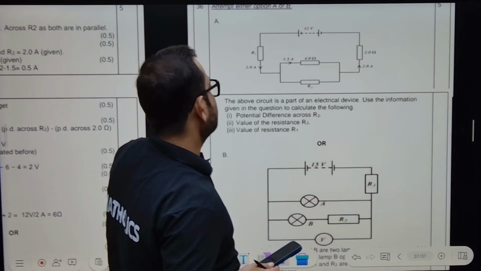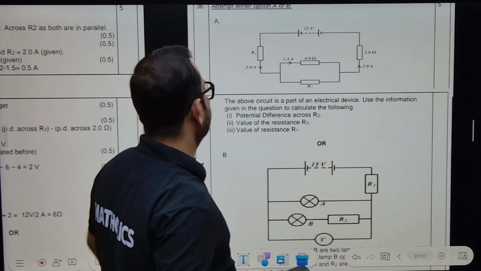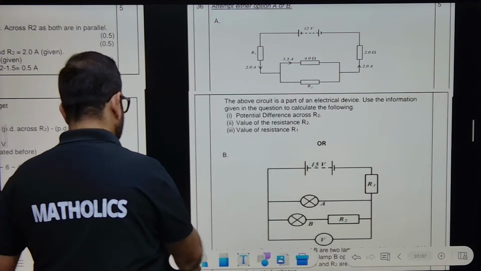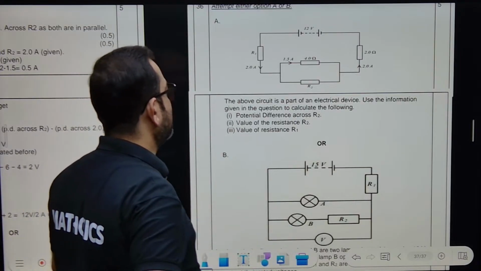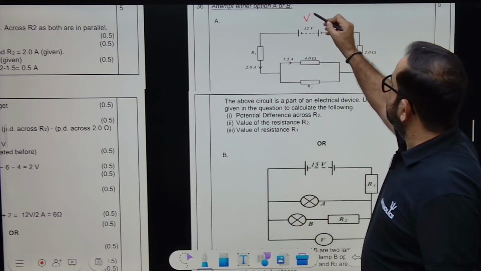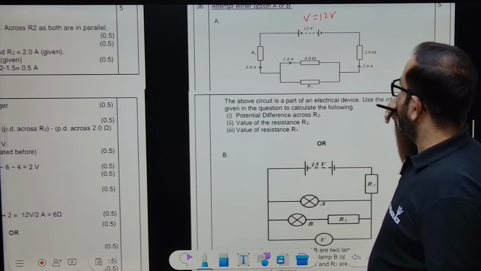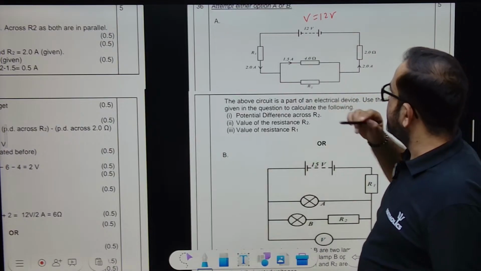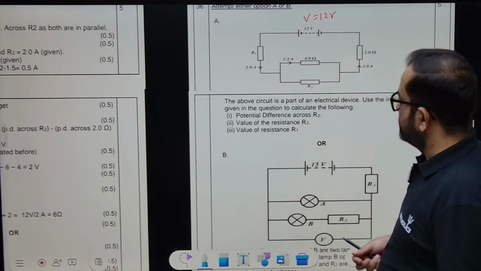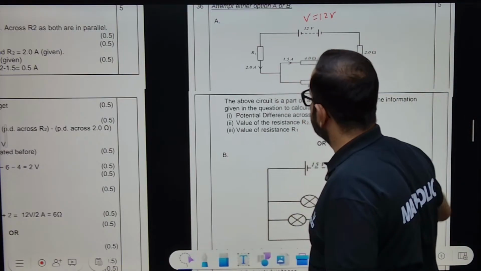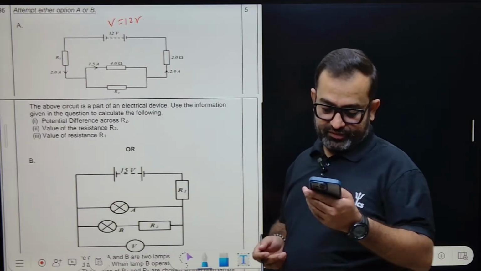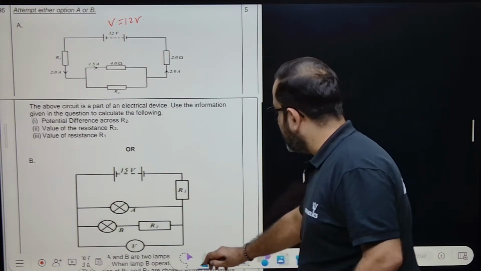It's saying the above circuit is a part of an electrical device. Use the information given in the question to calculate the following: potential difference across R2. This total V is what? Total V is 12 volts. Tell me, this R1 and both of these are in series. This is a combination you must use to make the diagram by yourself. How will you make the diagram?